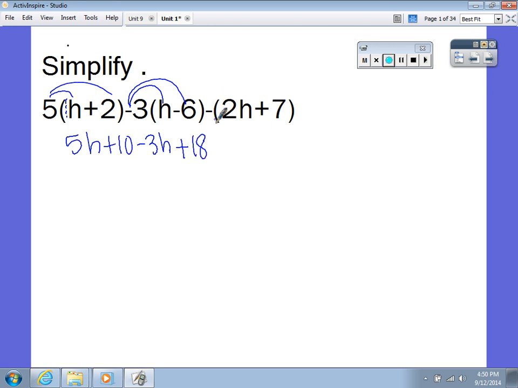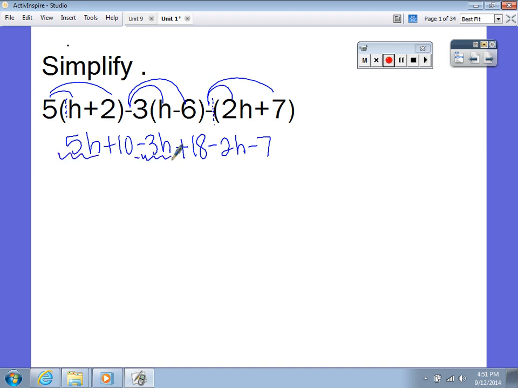This always kind of tricks people, but remember that behind the negative sign there's an understood 1. So negative 1 times 2h is negative 2h. Negative 1 times 7 is negative 7. And then after we do that, we combine like terms. And remember, when you're combining like terms, you're not moving anything over to a different side of the equation. So you're just keeping the same signs.